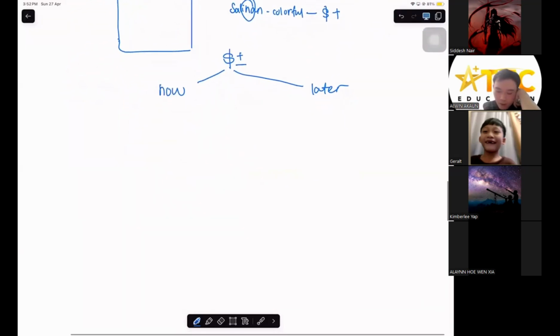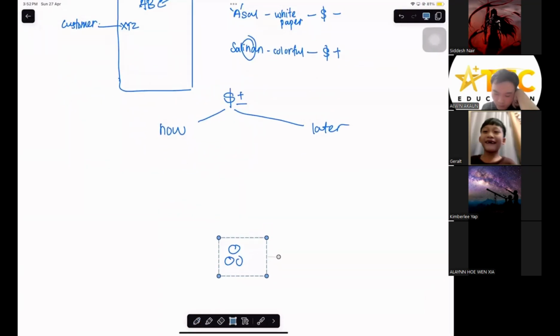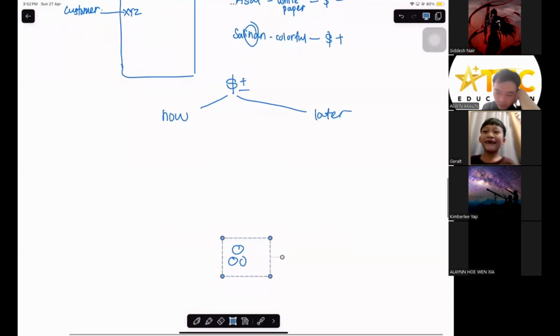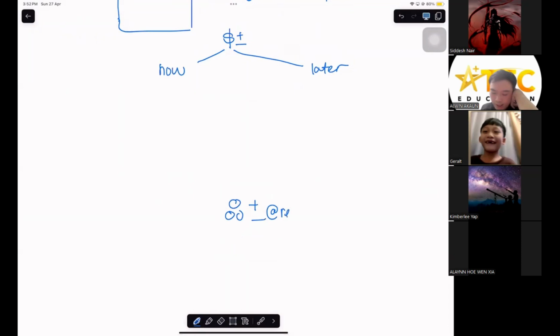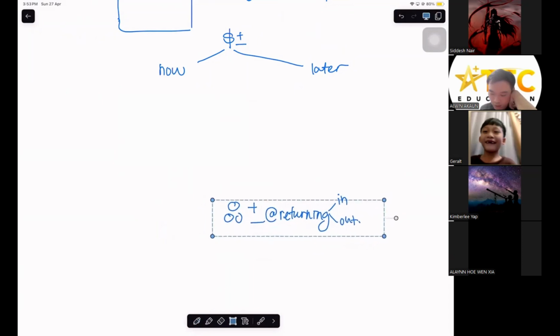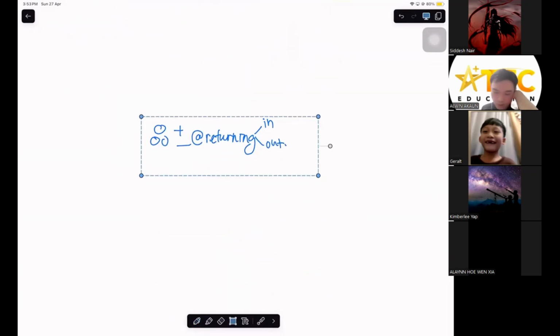Or there will also be barang niaga that can come in or out, normally on returning, whether return in or return out. Okay, let me do some arrangement. Put it somewhere around here.